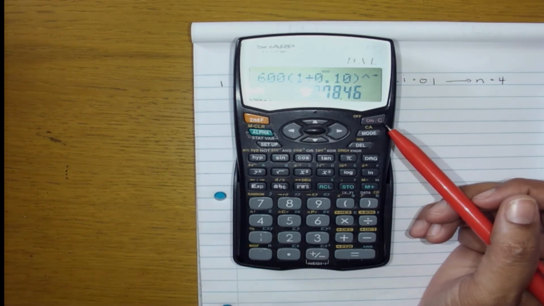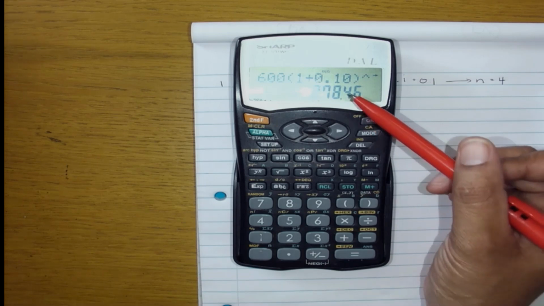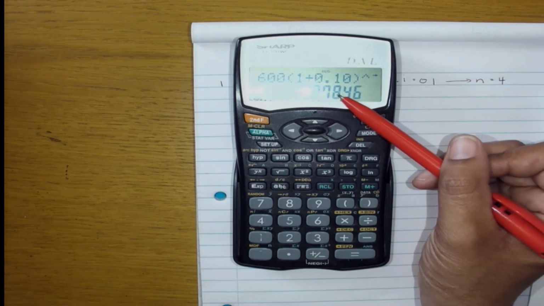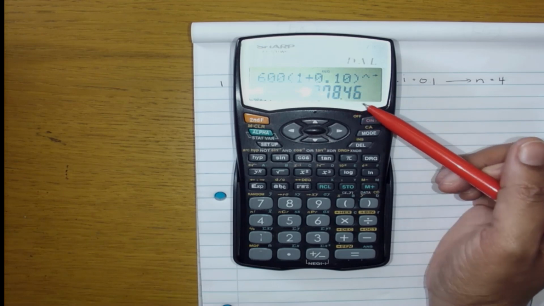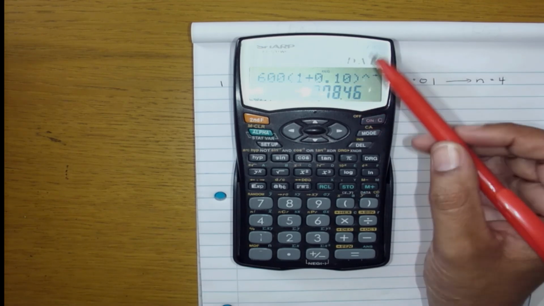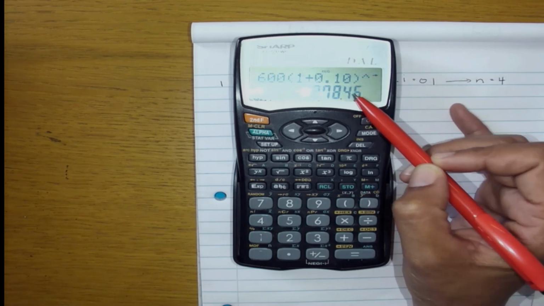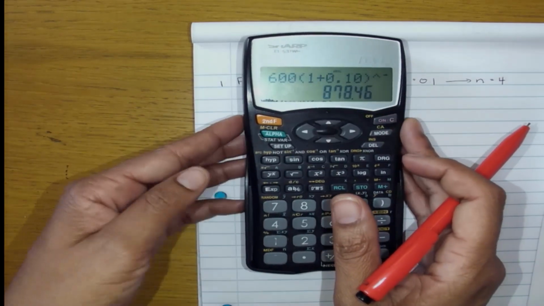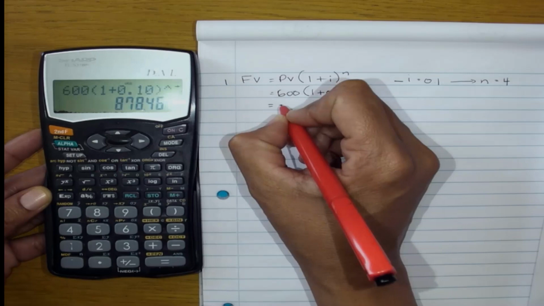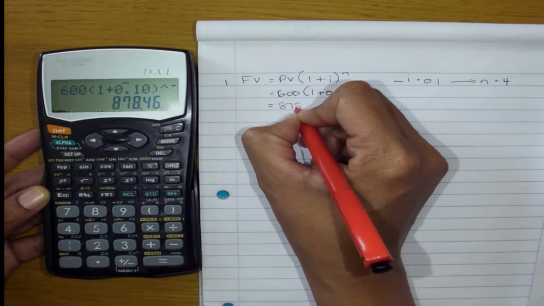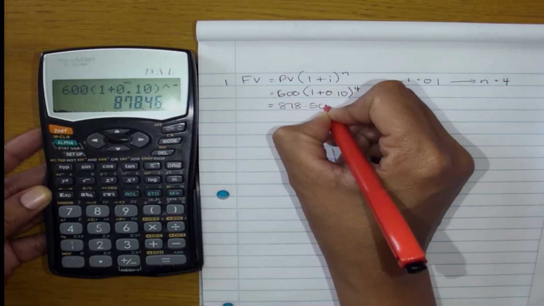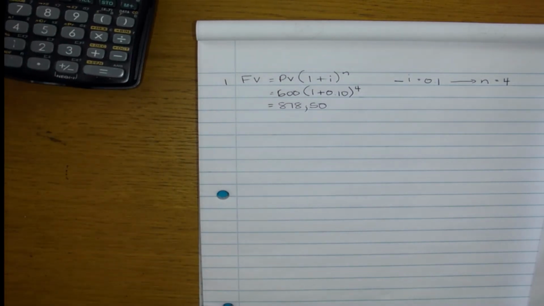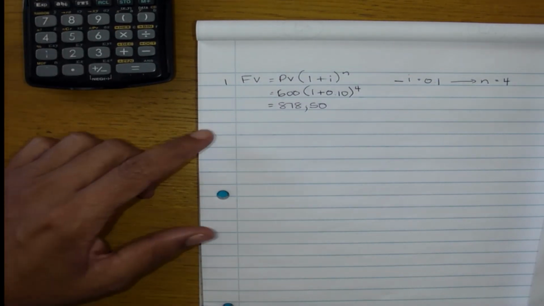If the question says to the nearest 100, you will say 880. If the question says to the last decimals, you will have to round off the amount after the comma. So let's say we're going to round off, so our answer will be 878.50. Okay, that is our first answer.